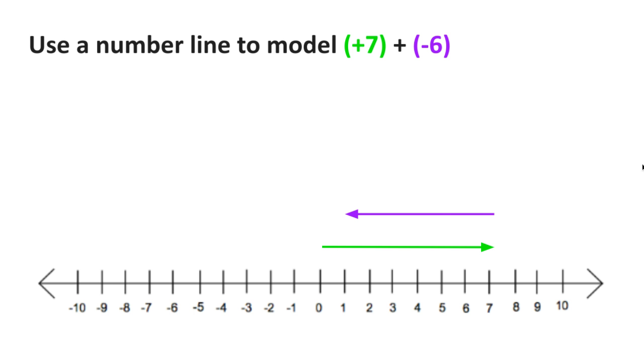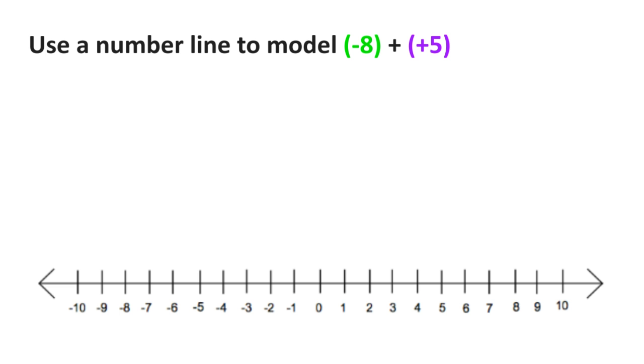That space where I'm backtracking right here, that's kind of the 0 pairs that we noticed when we were using counters. And where I end up is my answer. Positive 7 plus negative 6 is positive 1.